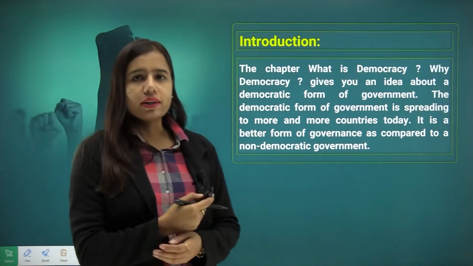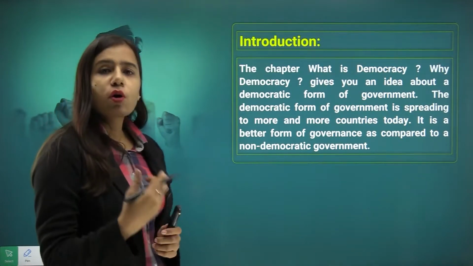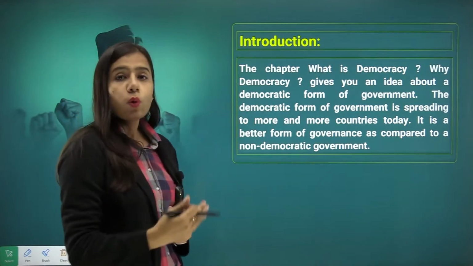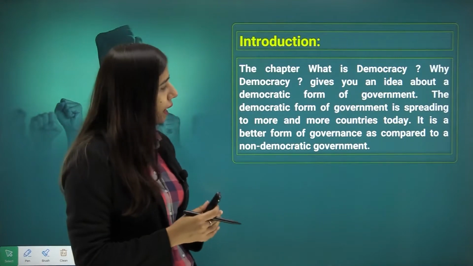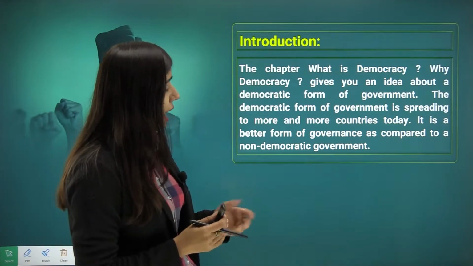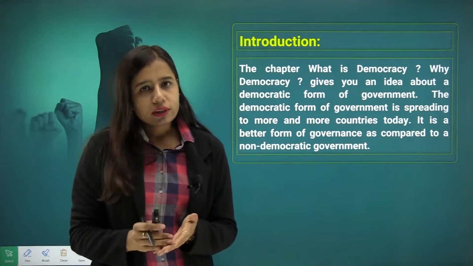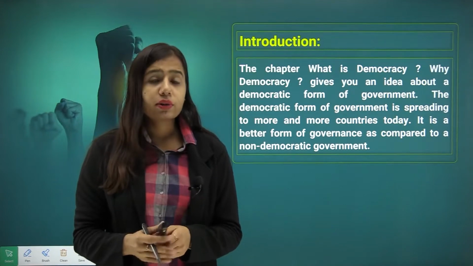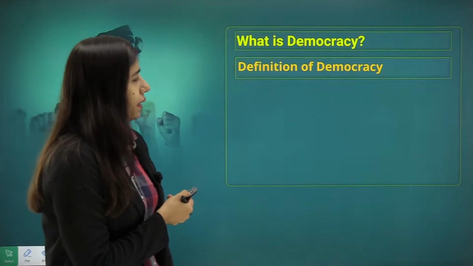Now in this chapter, what is democracy, why democracy, we will be getting some idea about the democratic forms of government, right? Nowadays, the democratic form of government is spreading to more and more countries, alright? Why? We will be learning in this chapter why this is becoming popular, and why it is a better form of governance as compared to a non-democratic government. So, in this chapter, we will be learning about why democratic governments are important, why they are popular, and we will be comparing them to the non-democratic governments also, that why they are not popular among the people. So, now let us see what is democracy, alright.